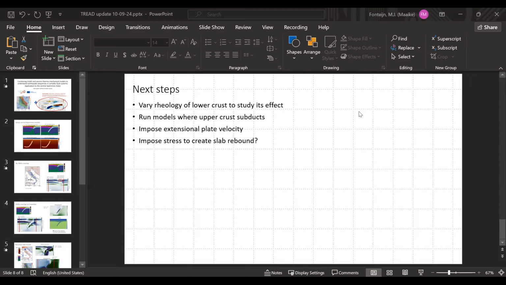It's all driven by gravity in our case. So at the moment, I'm not imposing any velocities. It's all driven by internal forces in the model. But one of the next steps would be to impose this plate velocity. But then that would also imply that the extension is driven by an external factor. Yeah, it's nice to have a pure dynamical model.